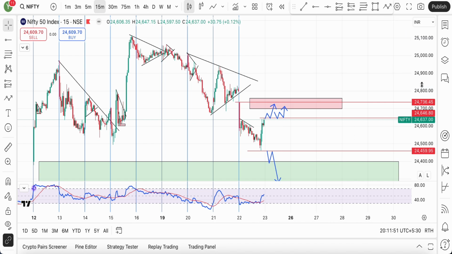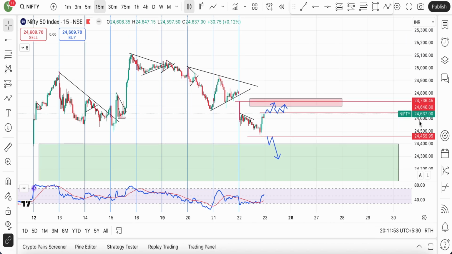I hope I have been able to explain the relevance of pullback, how to identify a good and a proper pullback, and also how to make a trade plan for tomorrow.